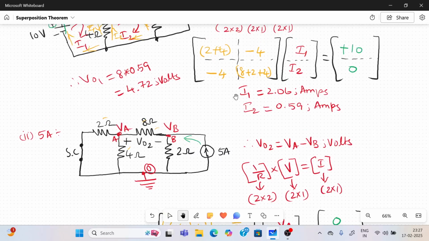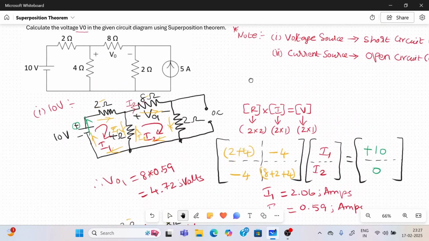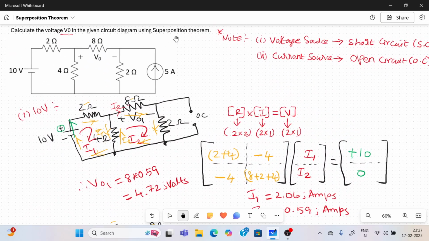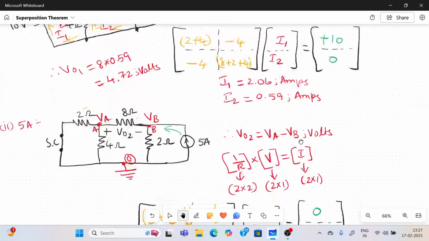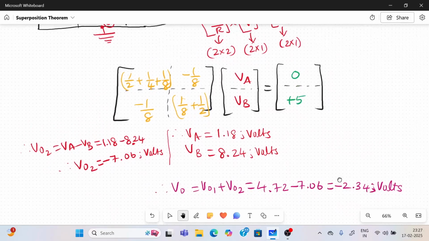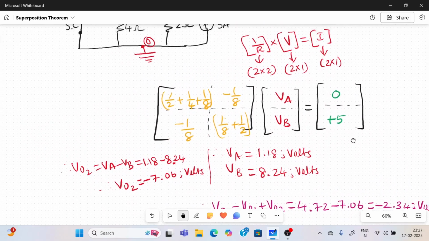In the next video, we are going to discuss the Thevenin theorem. We are going to solve the same problem by Thevenin theorem, and at that time we want to verify whether we are getting the same V0, minus 2.34, or not. We will check it.